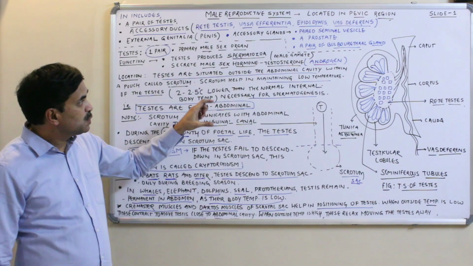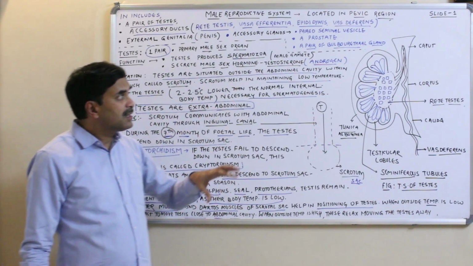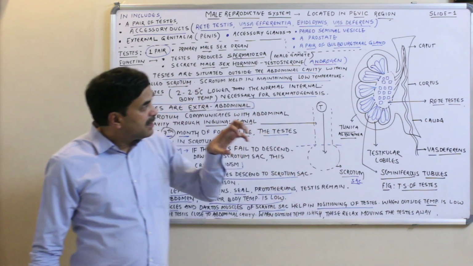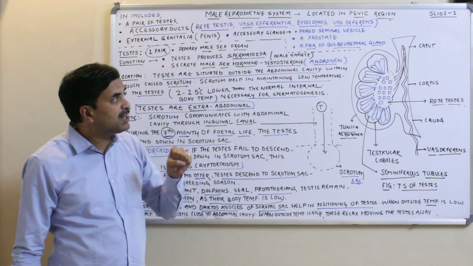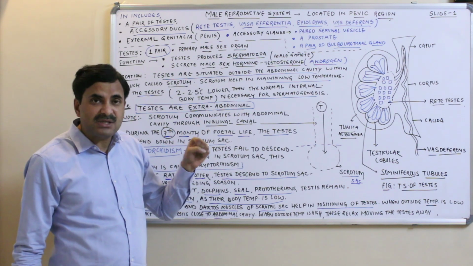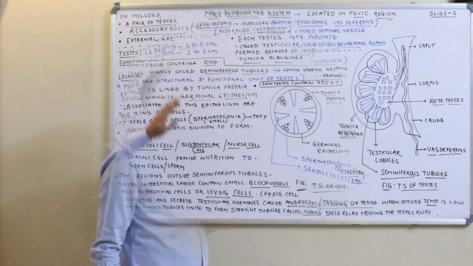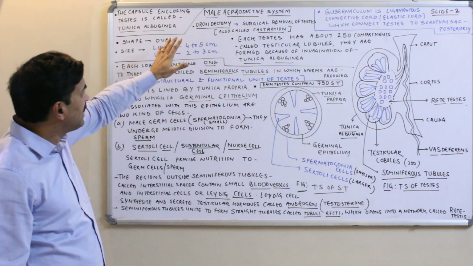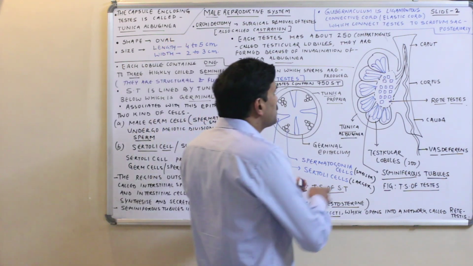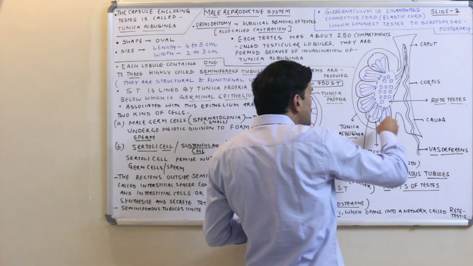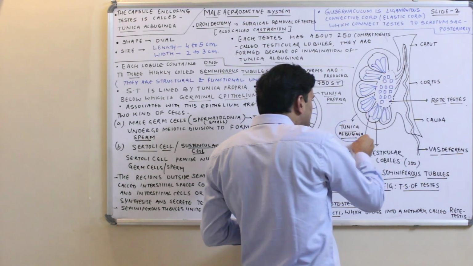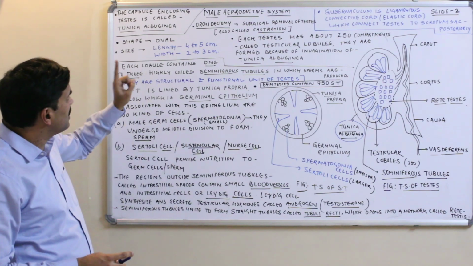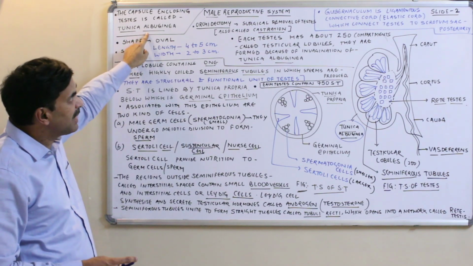Are you getting it? Now we will study which layer surrounds the testes, and internally what the structure of the testes is. So let's have a look here. The testes is surrounded by a capsule, and that capsule is called the tunica albuginea. Are you able to see here? This is the capsule which surrounds the testes, called the tunica albuginea.